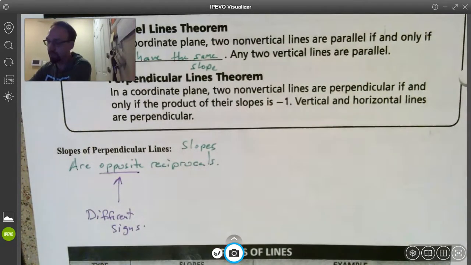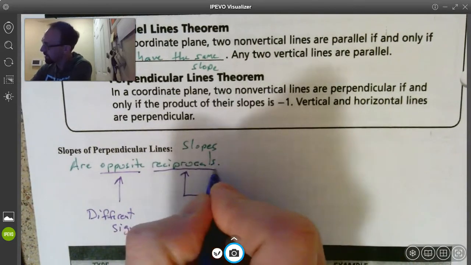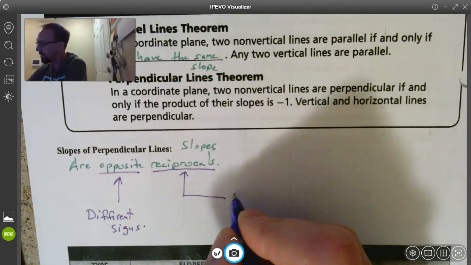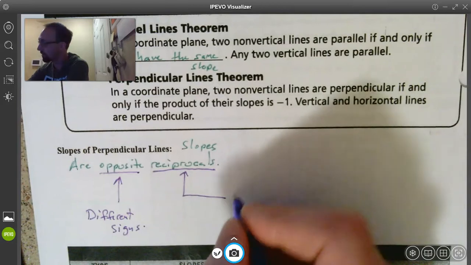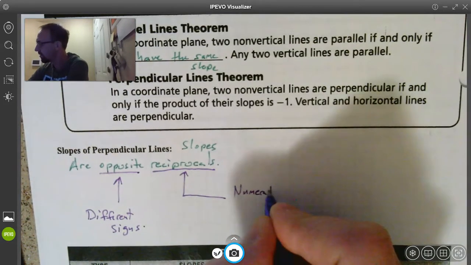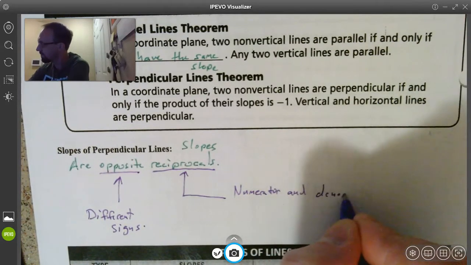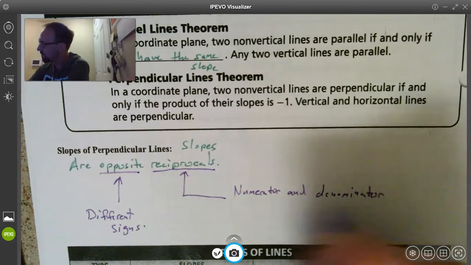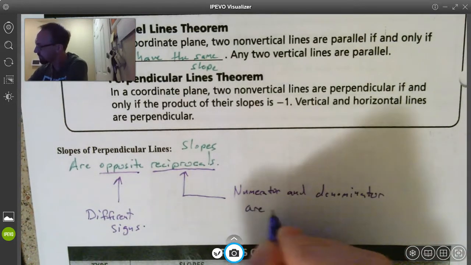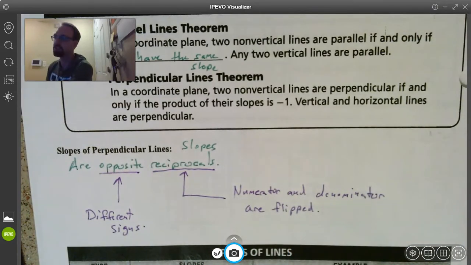And then the reciprocal part means their numerators and denominators are interchanged or flipped. So the numerator and denominator are flipped or interchanged.